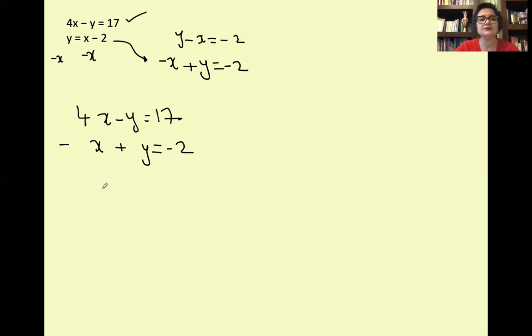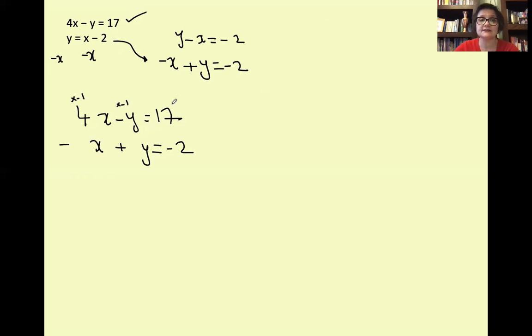Now, I'd like to change, which one do I change? I like to do both of them. Can you see? X's are different coefficient. This is 4, this is minus 1. And the y's are minus 1 and plus 1. So I could change easily the minus 1 here to plus 1 by multiplying every single term of my first equation by minus 1.